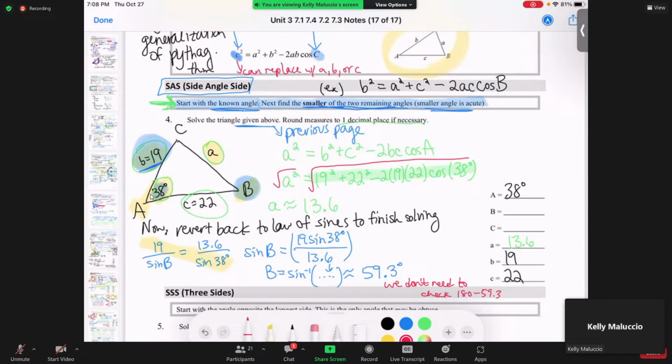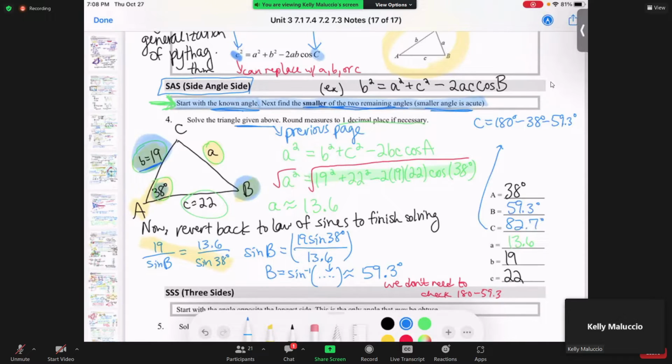And so what we can do is we can just find our last angle. If this is 59.3 degrees, we find C by doing 180 minus 38, minus what we just found, 59.3. And it should be 82.7.